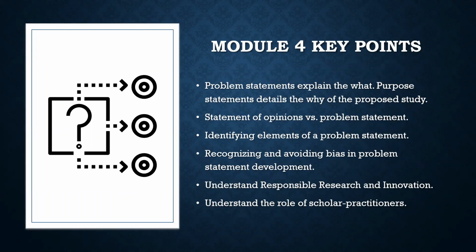As you may recall from Module 4, some of the key points that were emphasized is that we discussed how the problem statement explains the what, the purpose statement details the why of the proposed study, and the statement of opinions versus the problem statement. We looked at that in understanding that statements of opinion are not necessarily grounded in academic research and that they could be easily refutable. We also discussed identifying elements of a problem statement. We recognized and avoided bias in problem statement development.